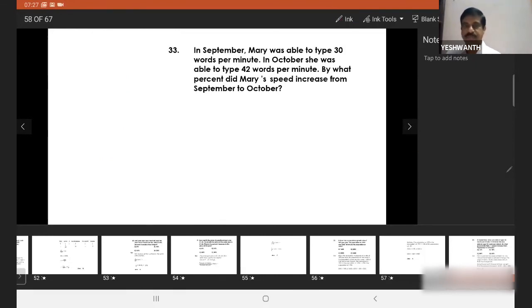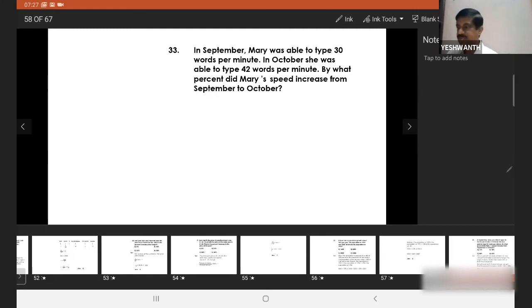So in September, Mary was able to type 30 words per minute. In October, she was able to type 42 words per minute. By what percentage did Mary's speed increase from September to October?